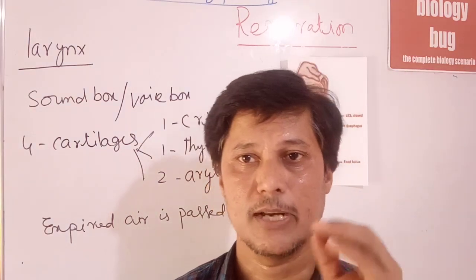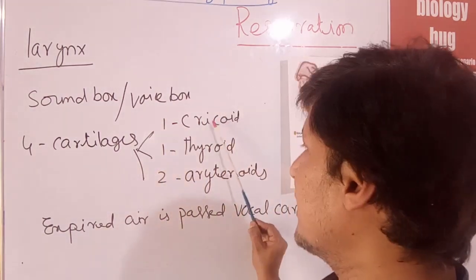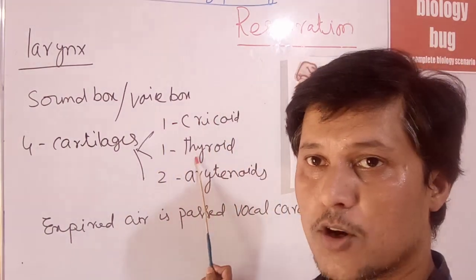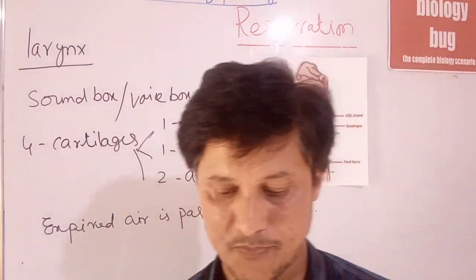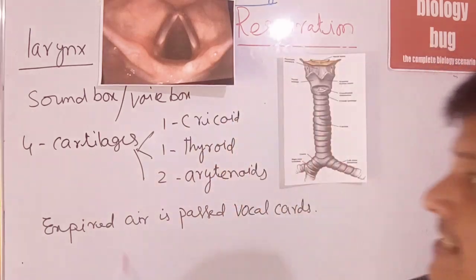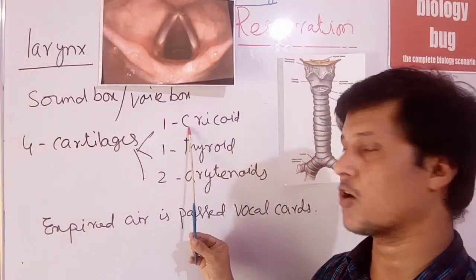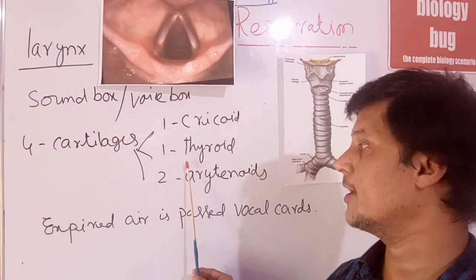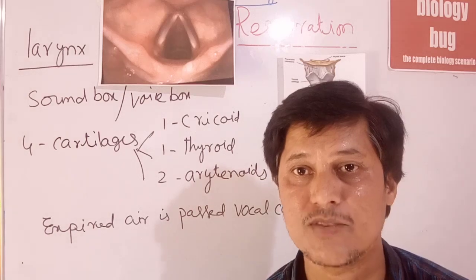Covered by or protected by 4 cartilages. One is a cricoid, one is a thyroid, 2 arytenoids. So larynx is protected by four cartilages. One is a cricoid, one is a thyroid, two arytenoids. Thyroid is also known as Adam's apple.